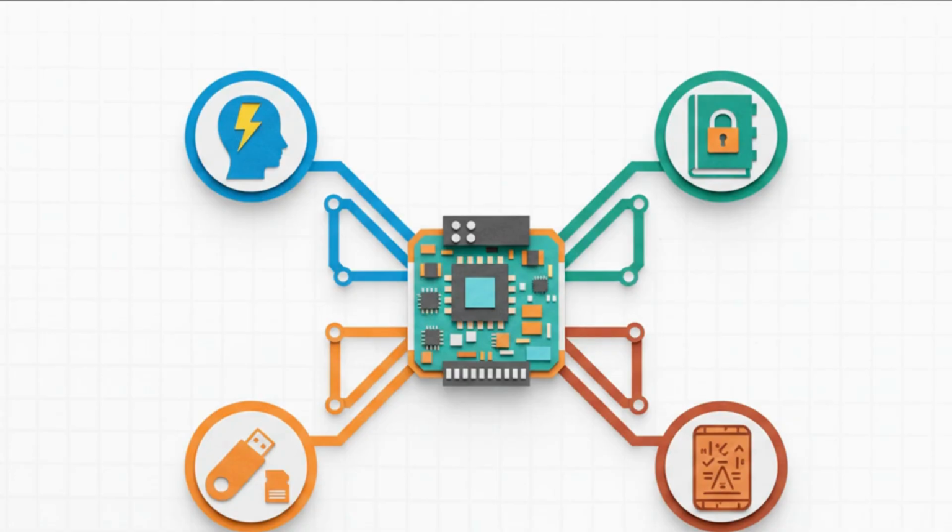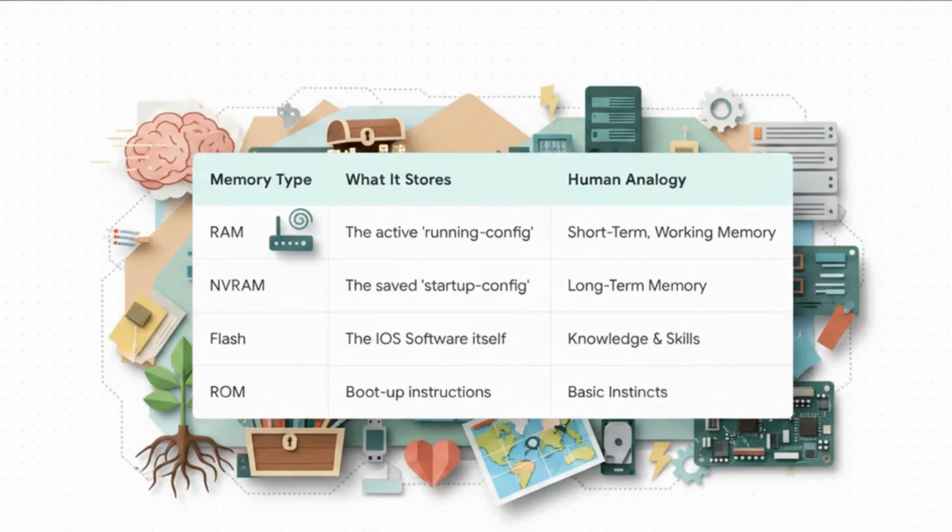Let's see how they all work together. And this table just nails it. The configuration you were just editing, the running config, that lives in RAM. It's like your short-term memory, super fast but totally volatile. When you run that save command, you're copying it to NVRAM, which is like its long-term memory. It survives a reboot. Meanwhile, the actual operating system, the IOS software, is stored in flash memory, kind of like your learned knowledge and skills. And ROM, that just holds the basic instincts, the instructions for how to wake up in the first place.